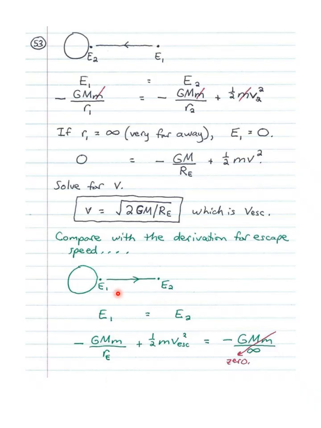E1 equals E2, and it's going in the other direction. And we've made the right-hand term, that R2 is equal to infinity, so that right-hand term goes to 0. And if you follow this through, you'll see it becomes the same as what we saw up here.